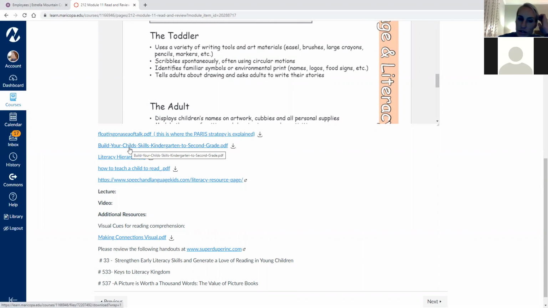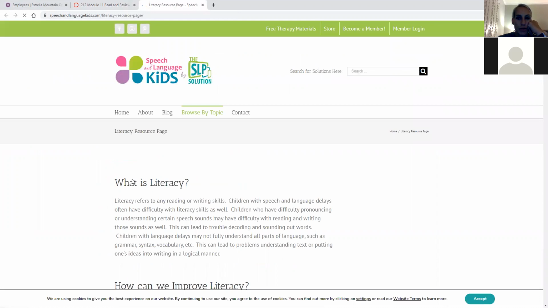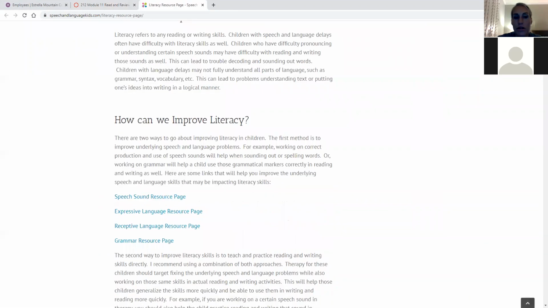So this looks at kindergarten to 2nd grade. This talks about the PARA strategy. Hold on. Somebody told me that this link didn't work, but sometimes you accept the cookies. Sometimes you have to try a different browser. So you can look at literacy.